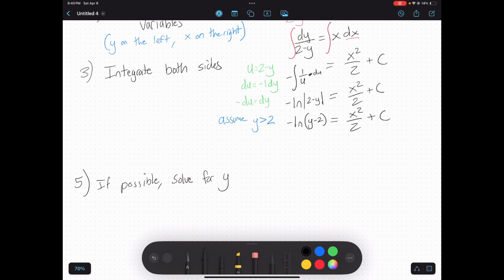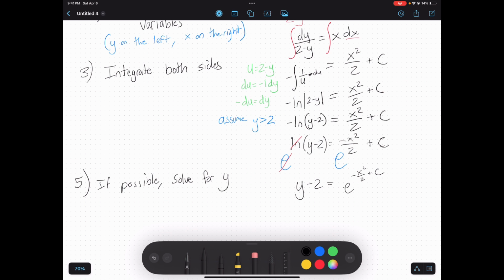I can go ahead and move this negative over to the other side just by multiplying everything by a negative 1. Okay, and I get natural log of y minus 2 equals negative x squared over 2. And sure, I could write minus c, but remember, c is just an arbitrary constant. It doesn't matter whether it's positive or negative. Okay, so I can just keep it as a plus c. Okay, how do I get rid of natural log? I raise everything to the e power. Okay, so the e and the natural log cancel out, and I'm just left with y minus 2 equals e to the negative x squared over 2 plus c.